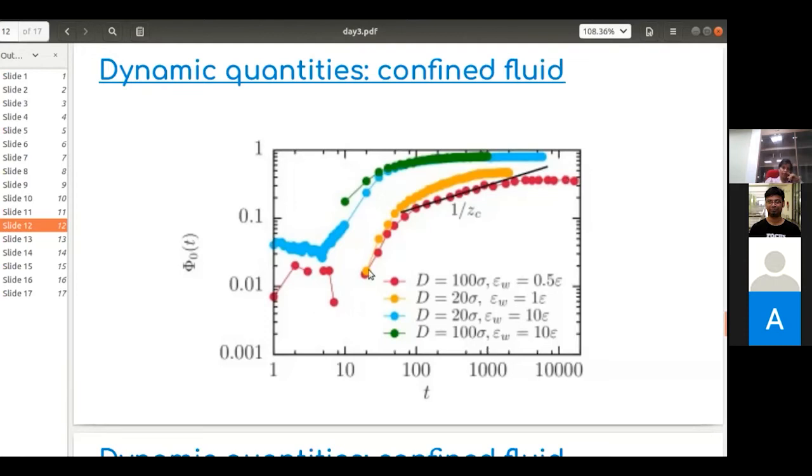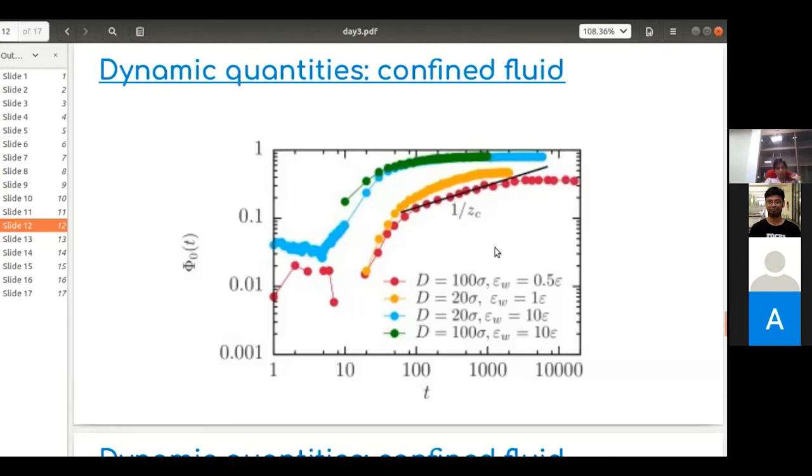So the initial regime, say starting from the early time t equal to 1 to close to t equal to 100, doesn't belong to any kind of scaling regime at all. The intermediate regime, say from 100 to 1000, belongs to the scaling regime. This early part is non-universal, it's going to be affected by the surface properties, whereas the power law scaling regime is universal behavior. So no matter which fluid you consider, whatever the surface strength or the surface width, it's going to exhibit this kind of power law behavior.